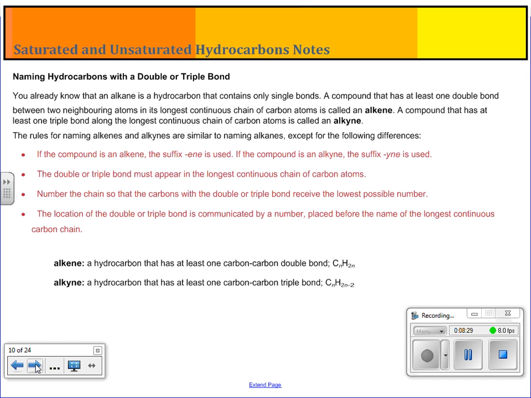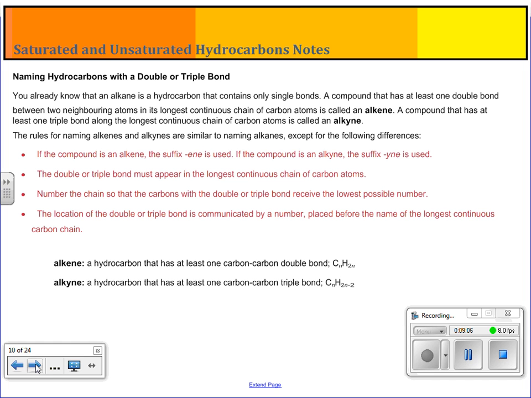So, naming hydrocarbons with double or triple bonds. You already know that an alkane is a hydrocarbon that contains only single bonds. A compound that has at least one double bond between two neighboring atoms in the longest continuous chain of carbon atoms is called an alkene. A compound that has at least one triple bond along the longest continuous chain of carbon atoms is called an alkyne. The rules for naming alkenes and alkynes are similar to the naming of alkanes, except for the following differences. If a compound is an alkene, the suffix -ene is used. If the compound is an alkyne, the suffix -yne is used.